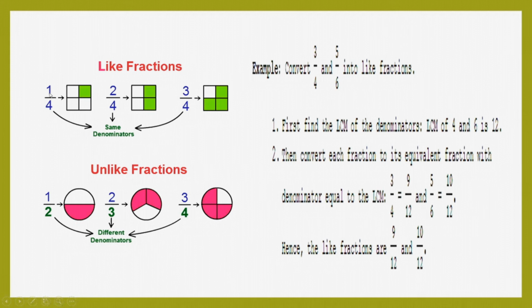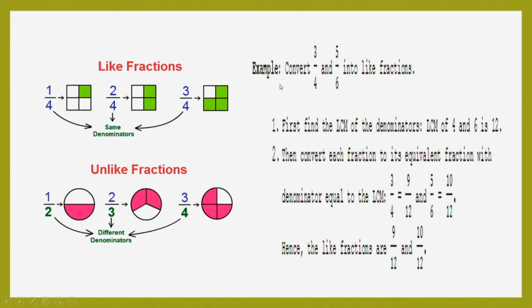Here we can see 1 by 4, 2 by 4, 3 by 4. All the denominators are the same, so these are examples of like fractions, whereas here 1 by 2, 2 by 3 and 3 by 4 all have different denominators, so this comes under unlike fractions.